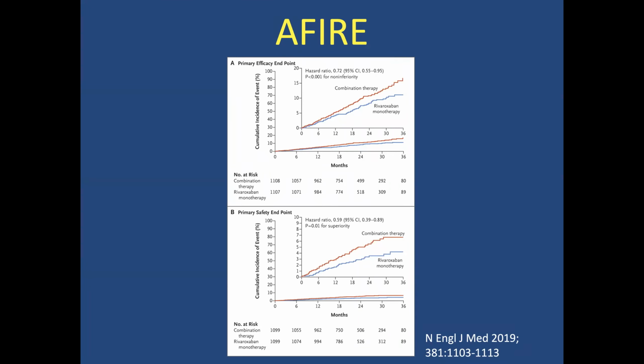After 1 year, patients were randomized to either combination therapy, which is rivaroxaban and either a P2Y12 inhibitor or aspirin, or they were randomized to rivaroxaban alone. There was a decreased rate of events in the rivaroxaban alone group, and this was non-inferior compared to combination therapy, with a significant decrease in the rates of bleeding.